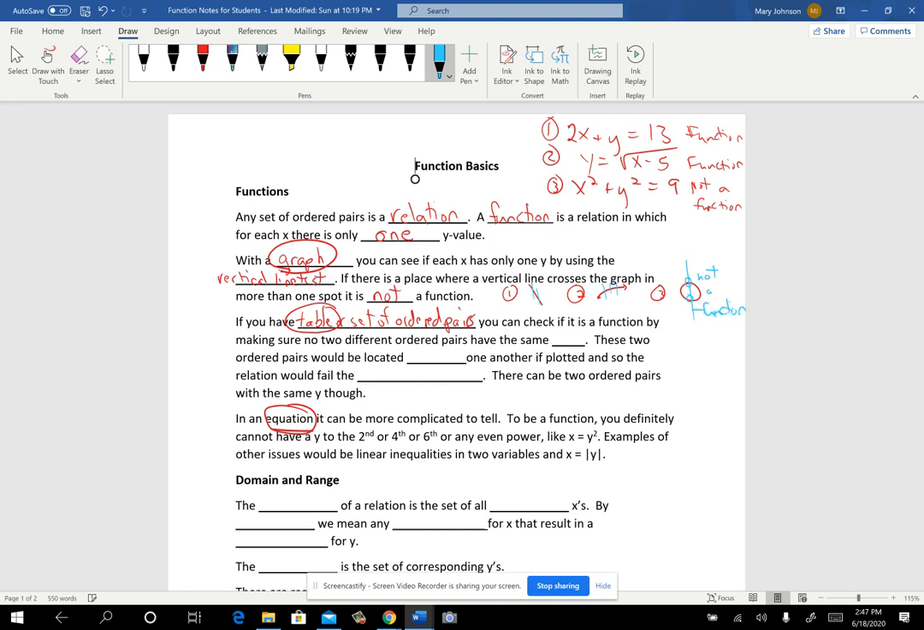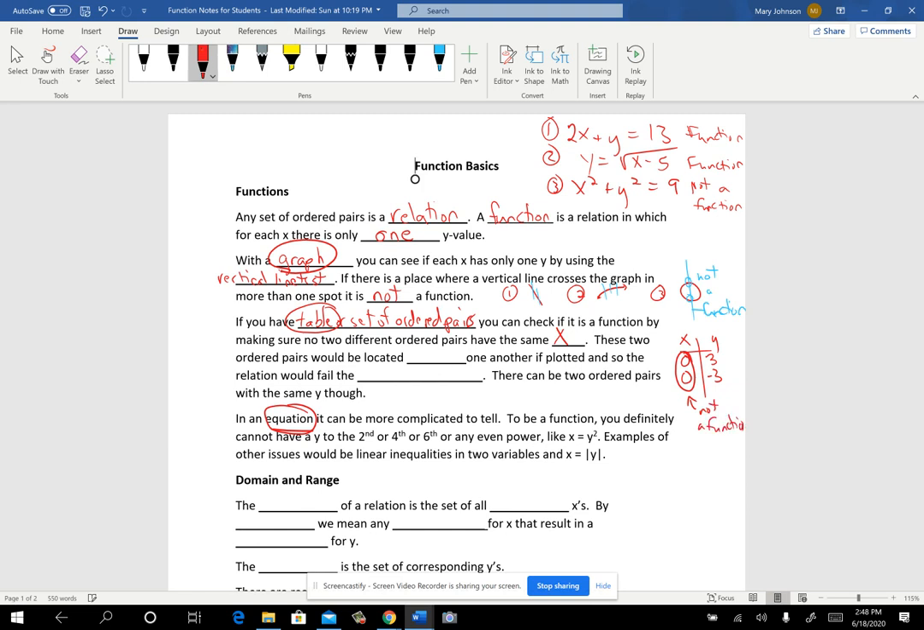Okay. All right, you can also tell if you don't have a graph, if you have a table or a set of ordered pairs, you can check to see if it's a function by making sure that no two different ordered pairs have the same x. So you can't have this situation. You can't have an x of 0 going to 3 and an x of 0 going to -3 like it would with that circle right there. So because this happened, not a function.